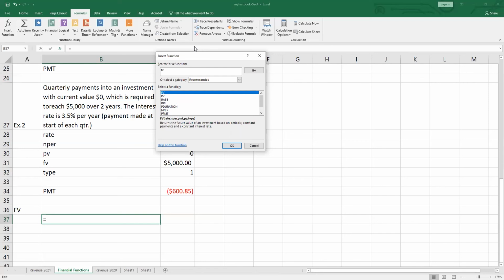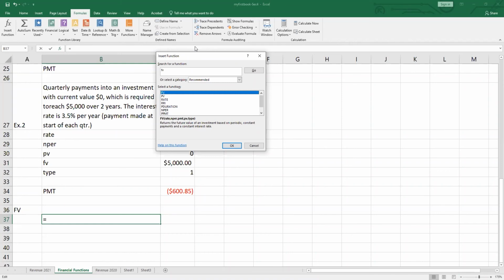Okay, so let's see the explanation of this description. It says that it returns the future value. That means if you invest for 5 years, we want to know that at the end of the 5th year, how much will you get? This will return the amount of money for FV. Based on periodic means that you pay at a certain period of time. And constant payment and constant interest rate is the assumption that I told you we always have to use.